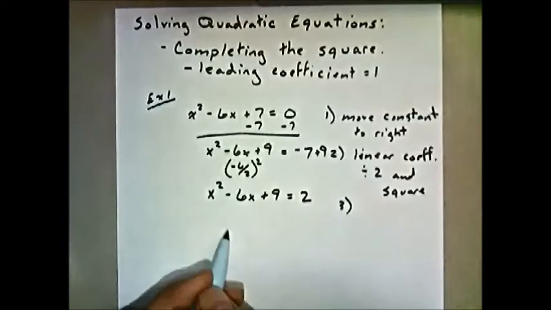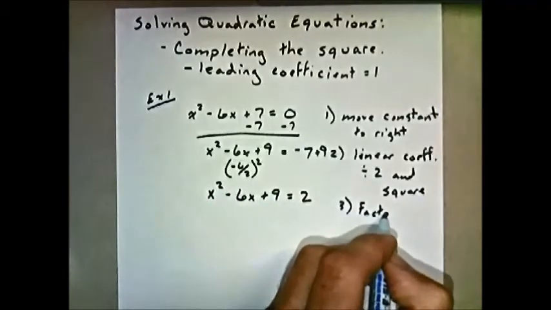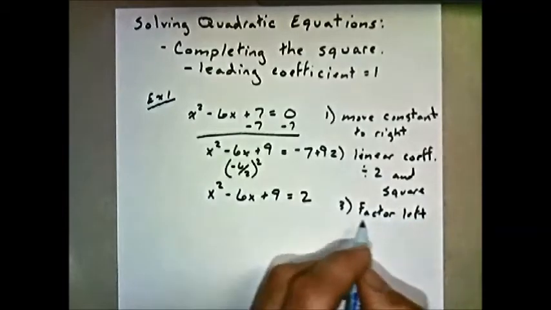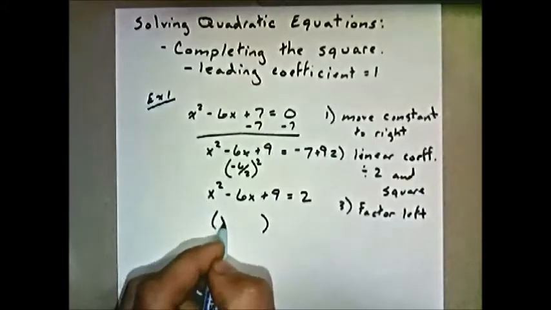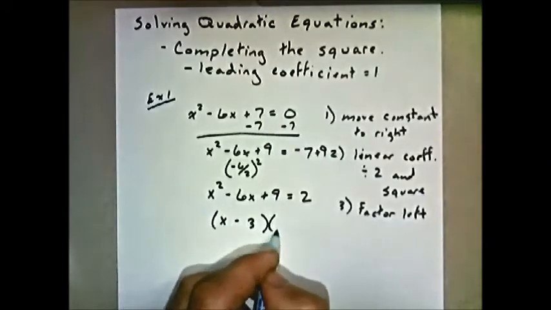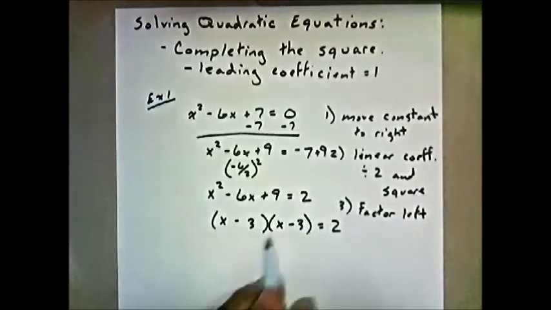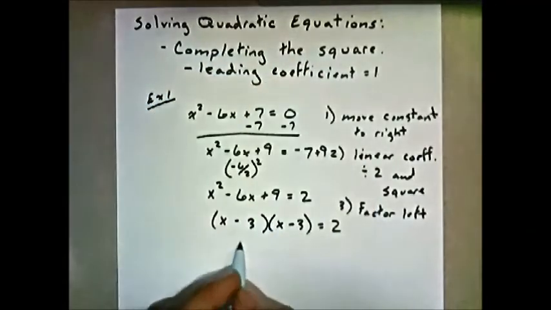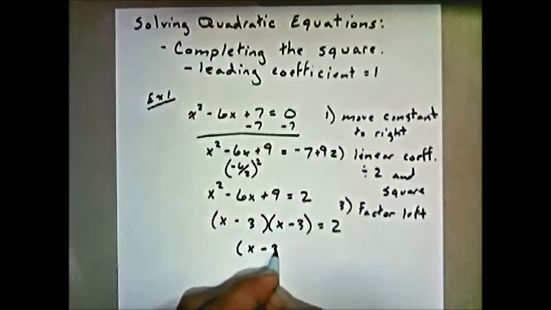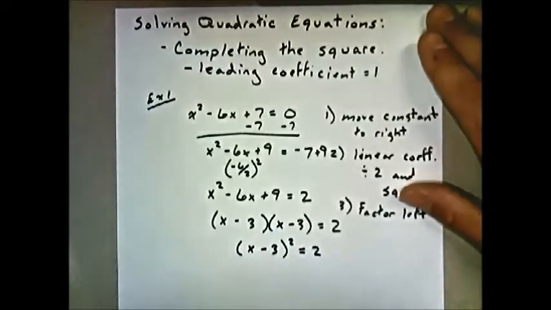The third step is to go ahead and factor the left side, or the trinomial. Factoring this, we get x minus 3 and x minus 3 equal to 2. Notice our two factors are the same because we've completed the square. We can rewrite this as x minus 3 squared equals 2.